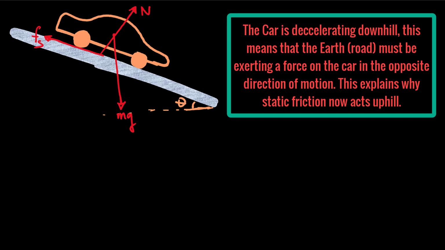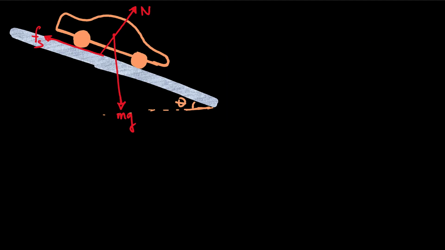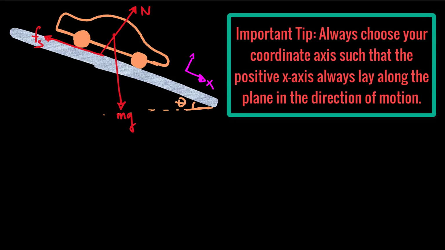Now here's the deal. We can resolve the weight into two components, but before I do so, I'm going to orient my x-axis such that it lies along the plane and in the direction of motion. This is a very critical point that you need to always do if you want your answers to be simple. Now, this angle is theta, so we can resolve our weight into two. You'll have the component perpendicular to the surface. This is mg cosine theta, and you have this component parallel to the surface. This is mg sine theta.